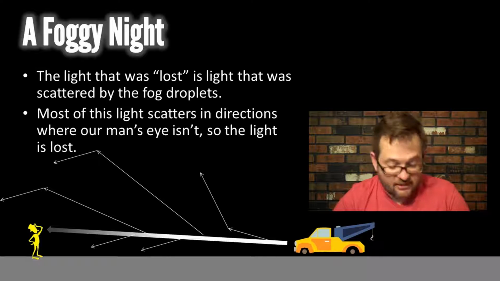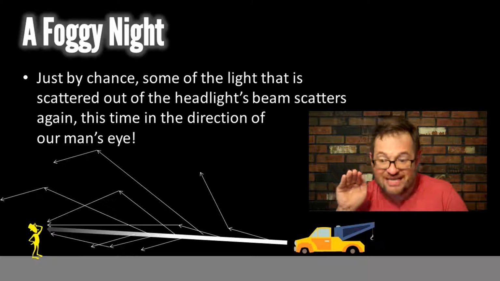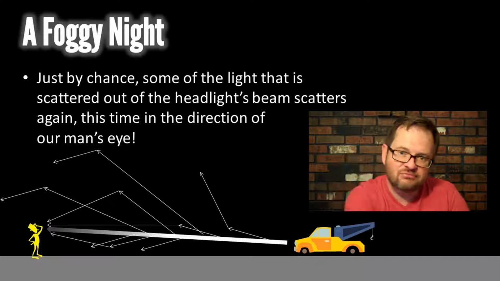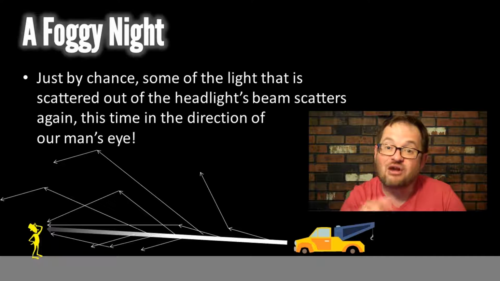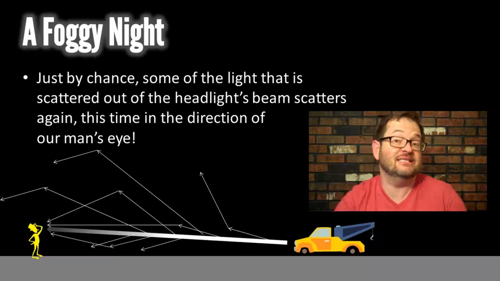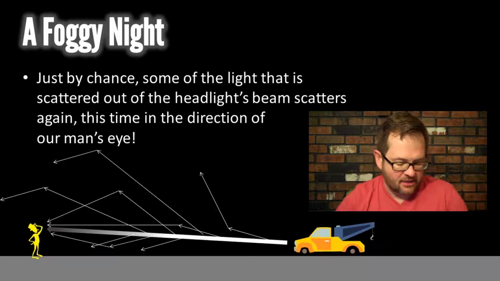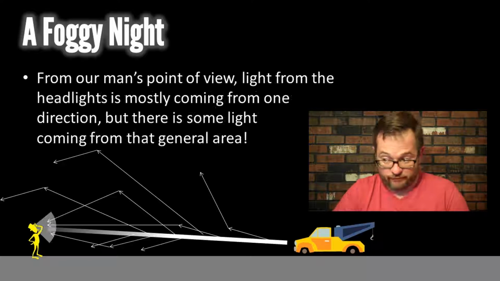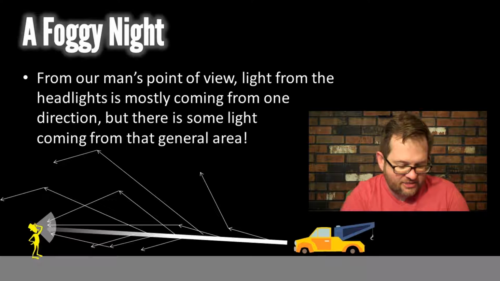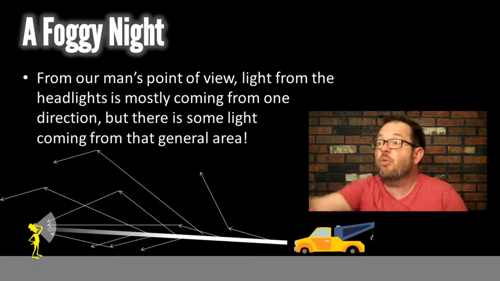On the other hand, sometimes, just by dumb luck, some of those photons that got scattered off in a new direction do get scattered again and happen to get scattered in the direction of his eye. If you look at those diagrams, you can see some examples where a photon of radiation is being scattered towards the guy's eye. So he sees photons of light that come from the headlights, but they're not coming from the direction of the headlights. They're in new directions. That's why, from the man's point of view, there are photons of light coming from a wide area.